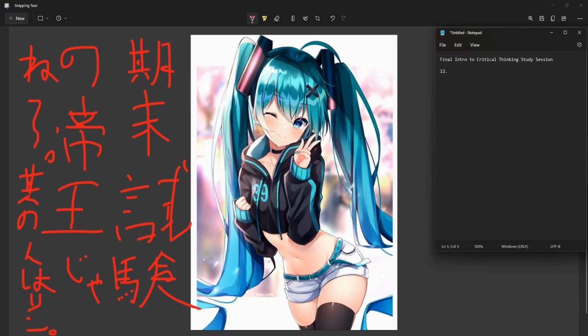12. If Will does... Oh, wait. We can't do that one because there's a mistake in 12, as the professor said. So we'll do 13. As this one actually makes sense.